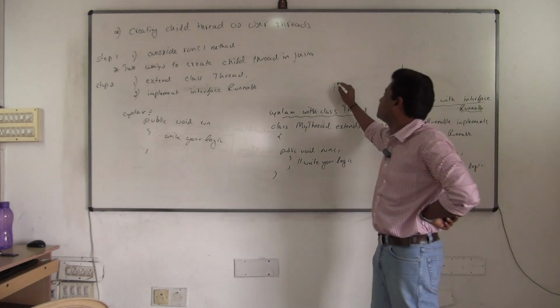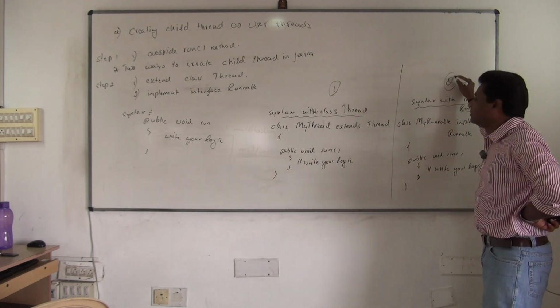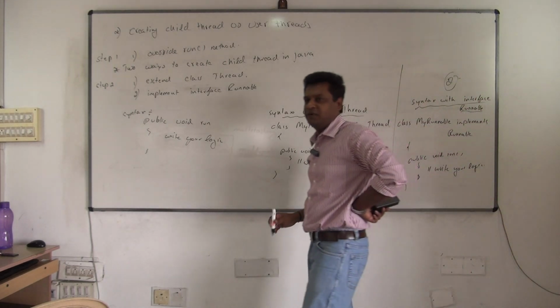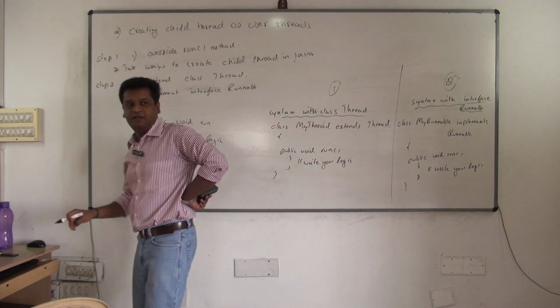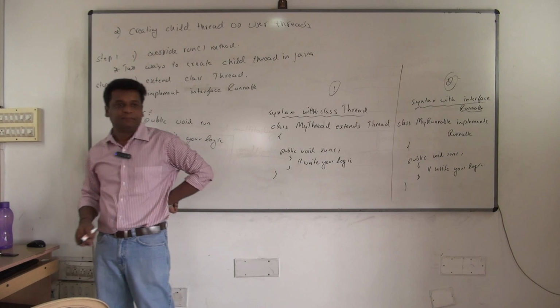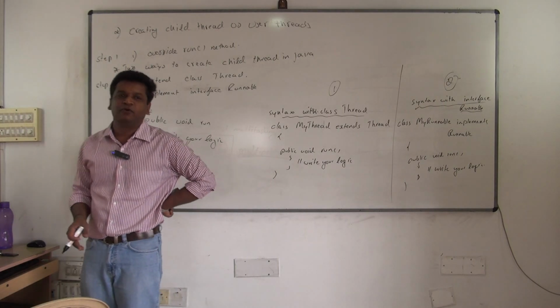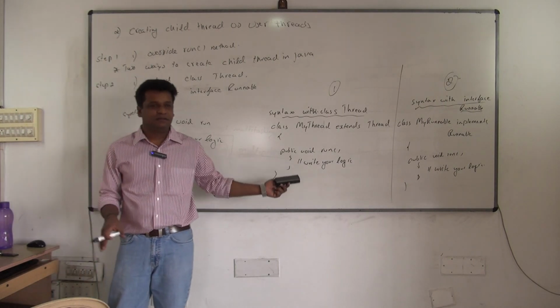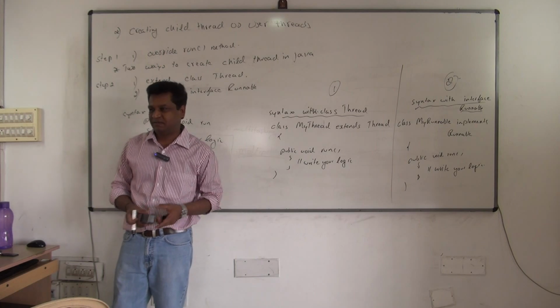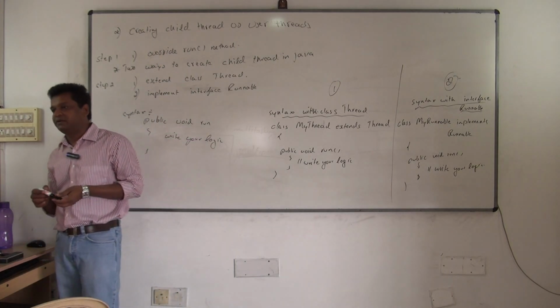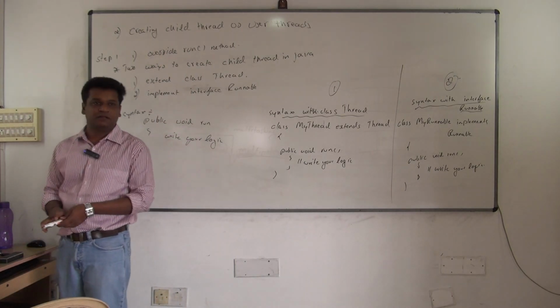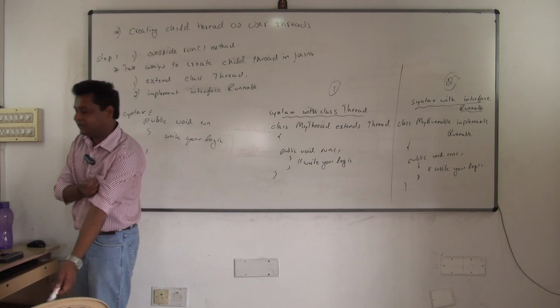See, first I'll be showing you this, then we'll come back to this. Are you clear? First you understand one, then we'll see the other one. It's very simple. And then what will you do? You'll create an object and call the start method. That's it. Hardly 1, 2, 3 steps are there. If you do it, your child thread has been created.